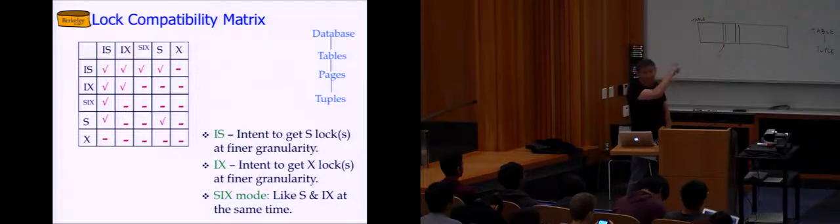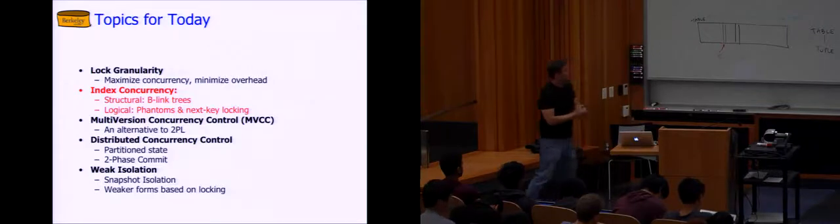All right, and every commercial database does this, by the way. This is also from the 70s, this stuff. From System R, in fact. All right. So much for lock granularity.